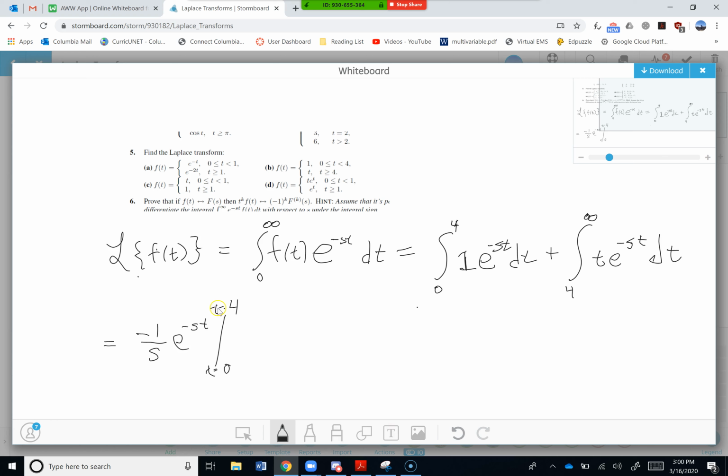Okay, writing on this is just a little bit more challenging than I could wish. So that's the first integral, and I'll have to do that evaluation. And then the other piece is plus the integral from 4 to infinity of t e to the minus st dt. I just haven't dealt with that at all yet.